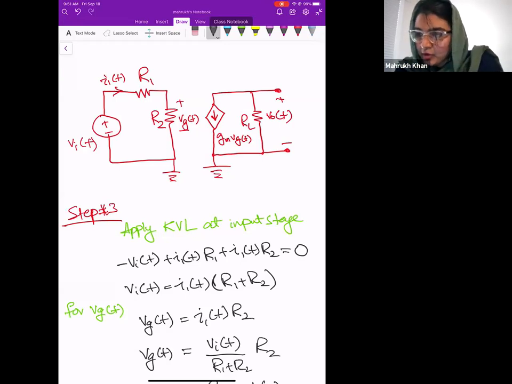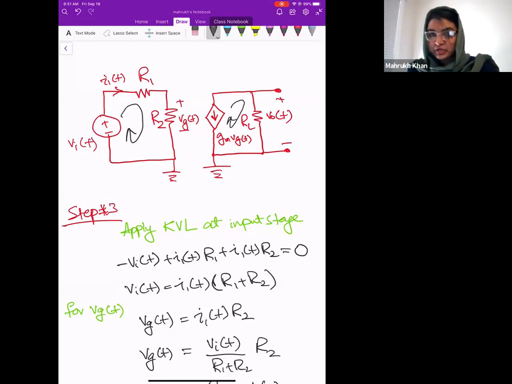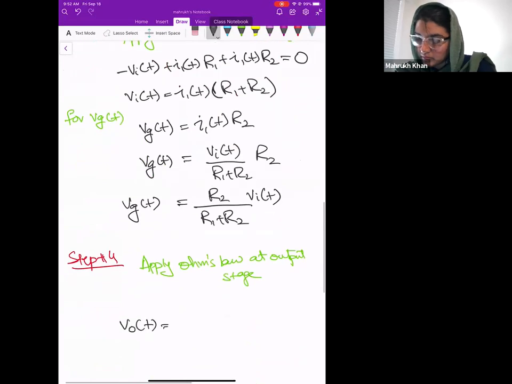Why? Because when we take the loops, they are like that, right? And as I mentioned, the direction of I1 of t, I suppose the direction of the current in this output stage is the same, right? But as the current direction is opposite, I will use the negative sign. Okay, is it clear? Yeah.